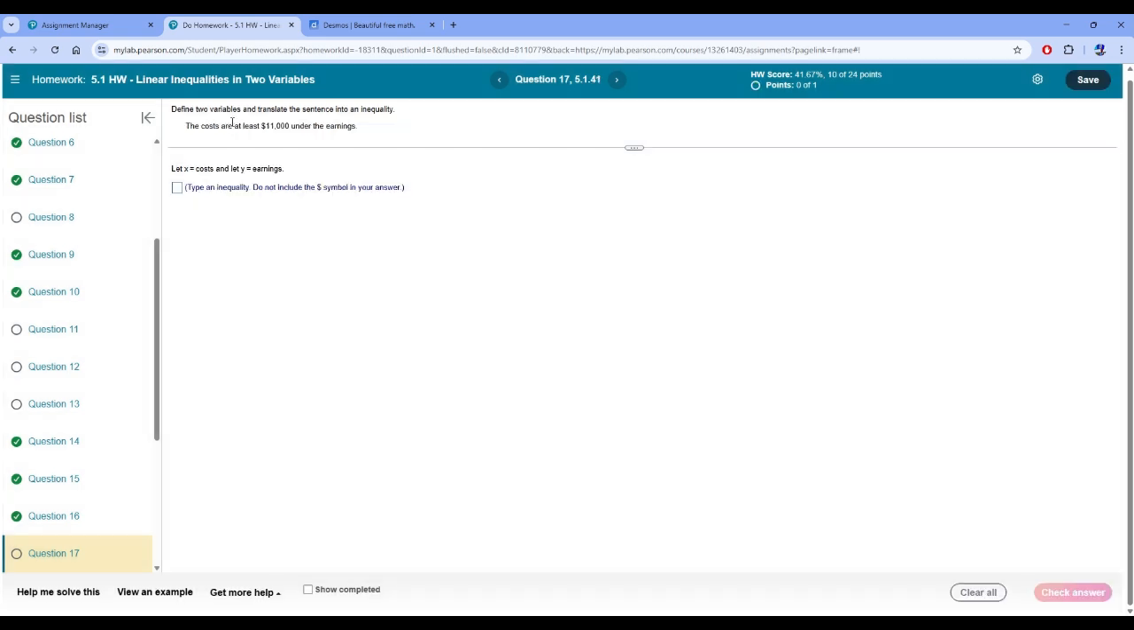All right, the cost, two variables, the costs are at least 11,000 under the earnings. Boom, boom.